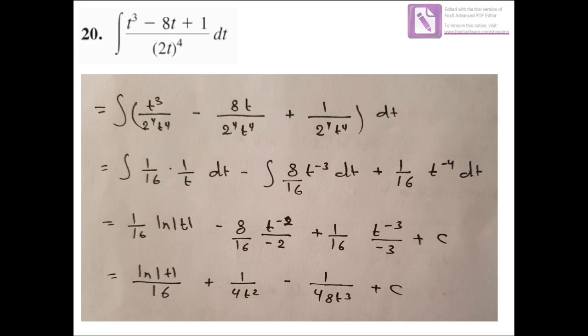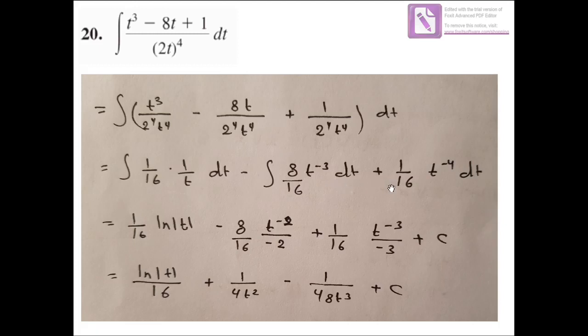Then we have question number 20. The integral of (t^3 - 8t + 1) over (2t)^4 dt. For this one we can take t^3 over (2t)^4, minus 8t over 2^4 t^4, plus 1 over 2^4 t^4. Now if you simplify, 2^4 will be 16, so here we have 1 over 16. t^3 over t^4 will give us 1 over t, dt, minus the integral of 8 over 2^4 will give us 8 over 16. t over t^4 will give us t^-3.